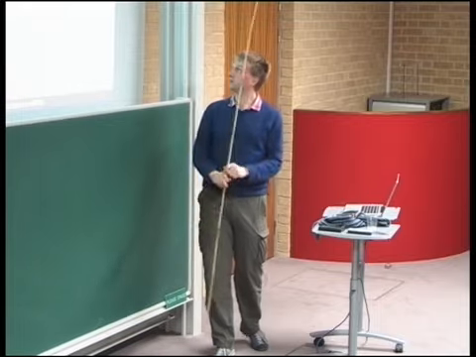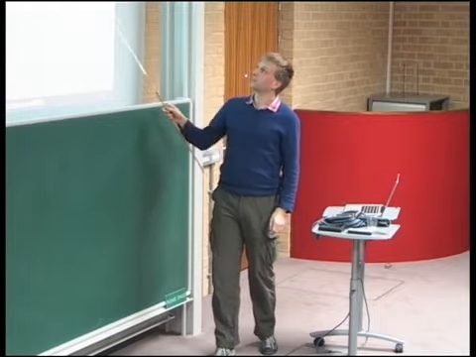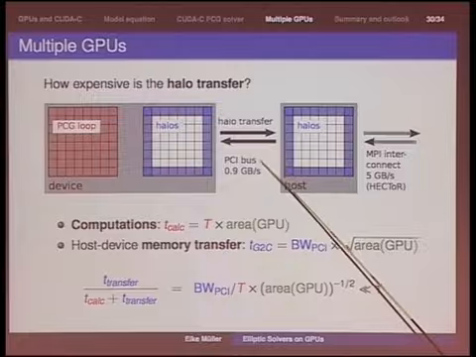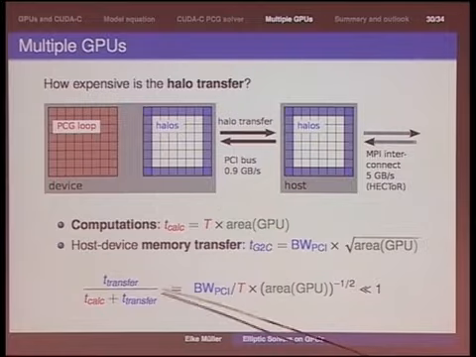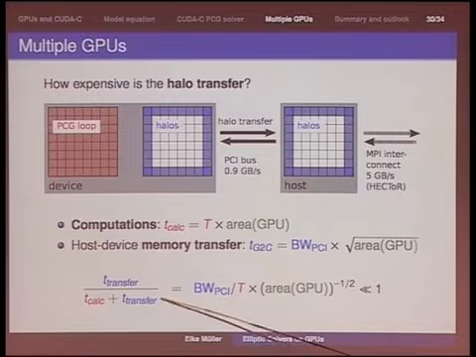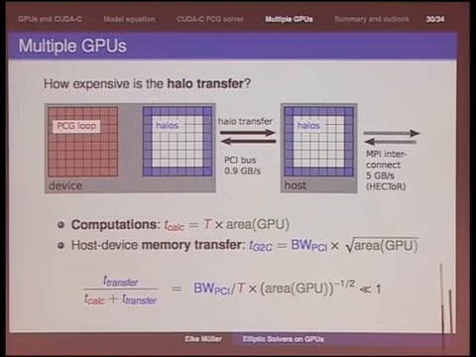And the question we basically ask is, how much time does this memory transfer over the PCI bus cost in relation to the total time in the loop? So that's the transfer time divided by the calculation time plus the transfer time. And that should scale like the inverse square root of the grid size, which is hopefully smaller than 1, well, obviously depending on these numbers here.